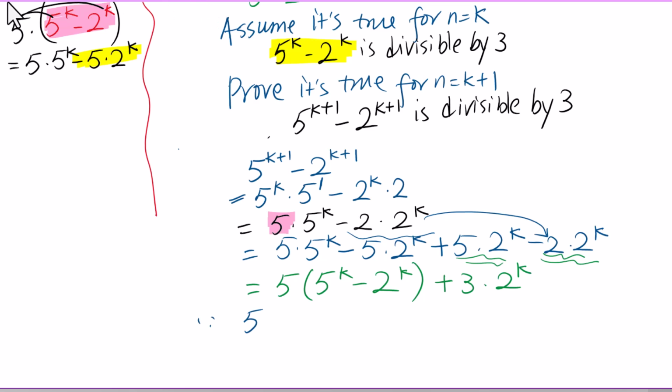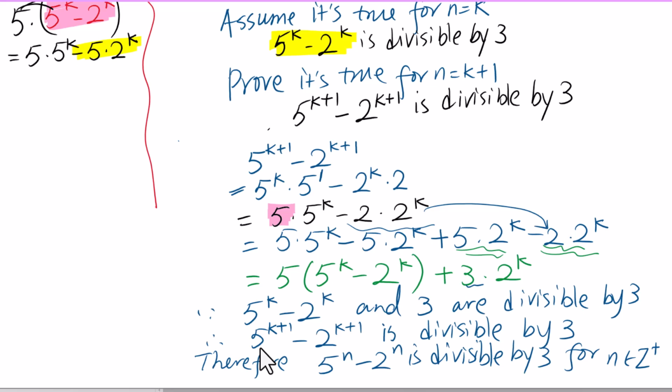Because 5 to the kth power minus 2 to the kth power and this 3 are divisible by 3, 5 to the power of k plus 1 minus 2 to the power of k plus 1 is divisible by 3. Therefore, 5 to the nth power minus 2 to the nth power is divisible by 3 for all positive integers n.